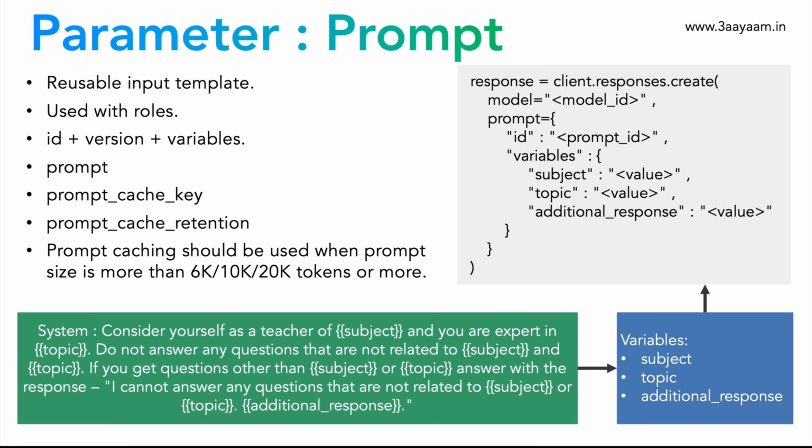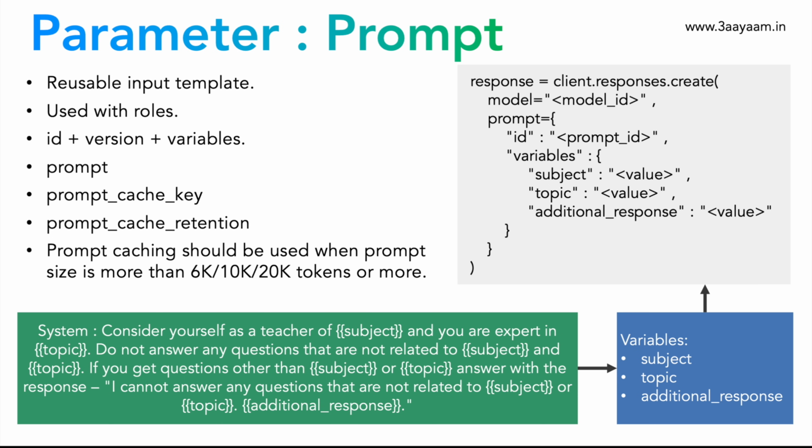Now typically you should use prompt caching when the prompt size is more than maybe 10k, 20k tokens. This is the input prompt I'm talking about. If your prompt size is in thousands of tokens, then you should use the prompt template. But for simple prompts like ours, obviously prompt template does not make too much sense.